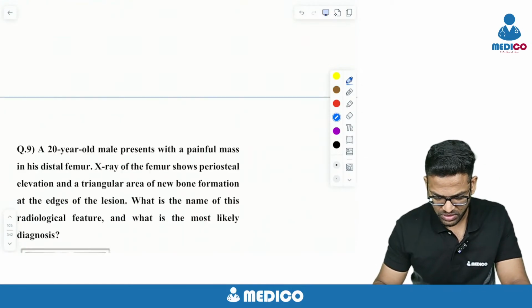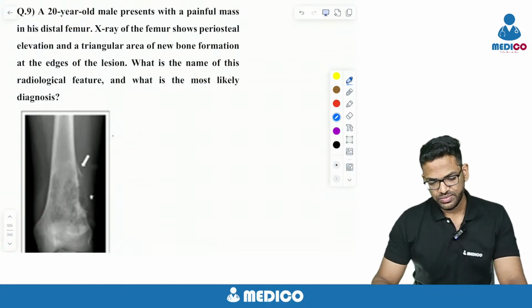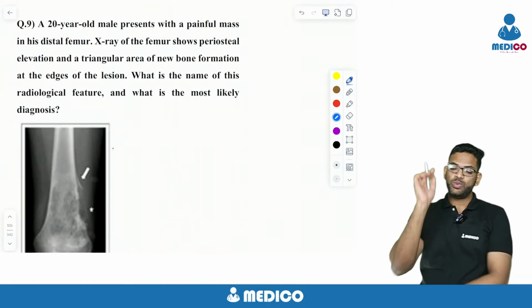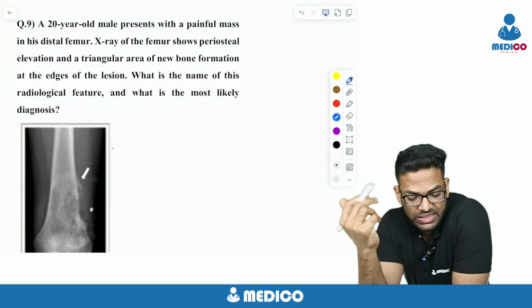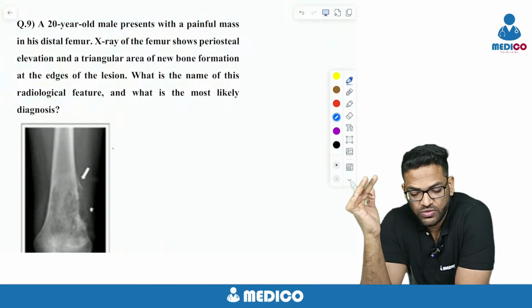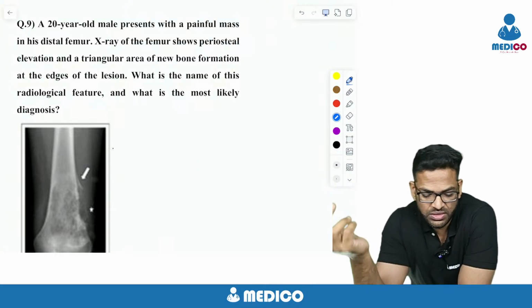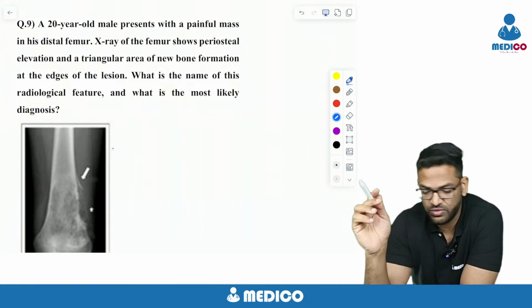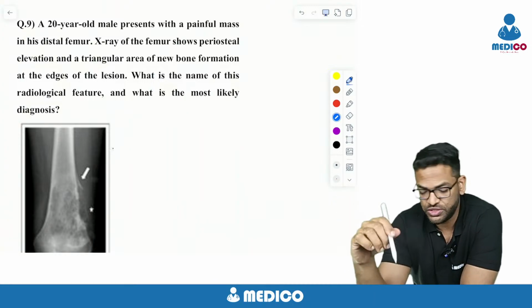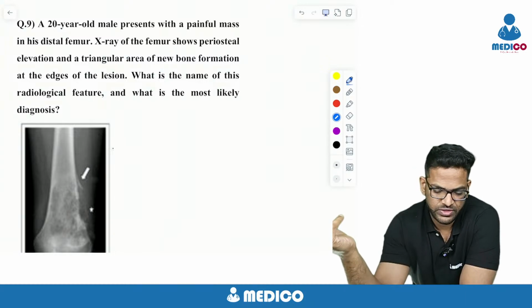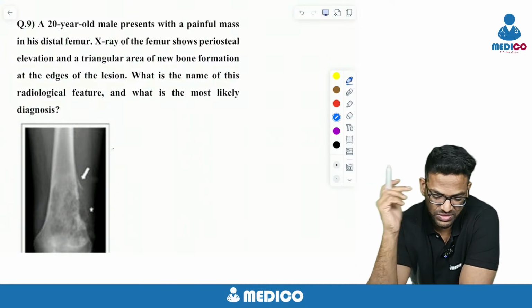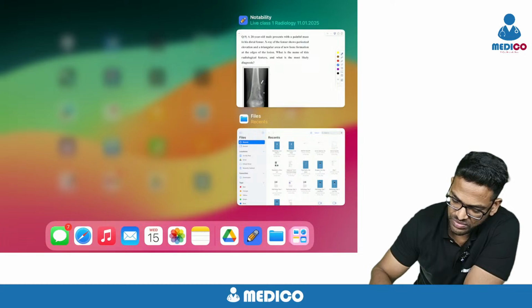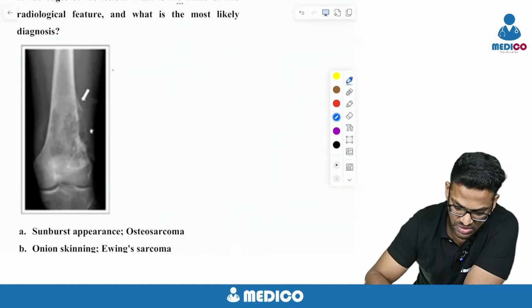Now come to the next question. The next question is question number 9. A 20-year-old male presents with a painful mass in his distal femur. X-ray of the femur shows periosteal elevation and a triangular area of new bone formation at the edges of the lesion. What is the name of this radiological feature and what is the most likely diagnosis? I'll just enlarge it for you.